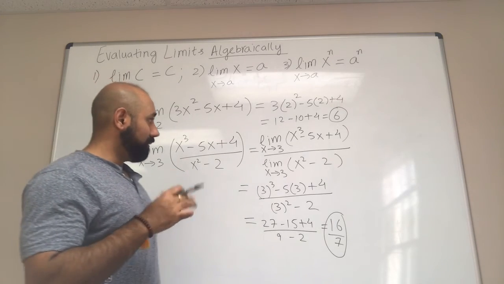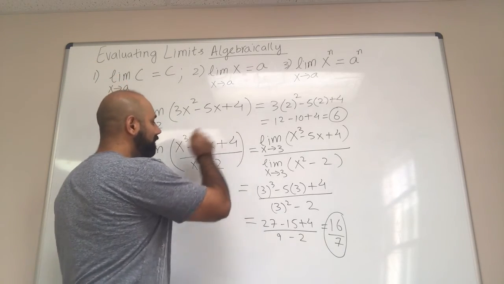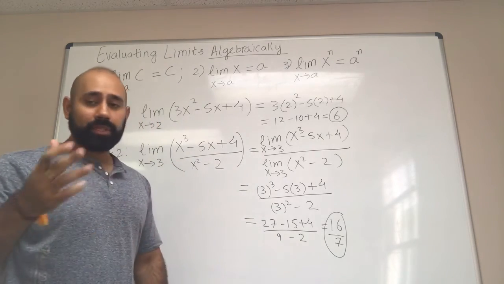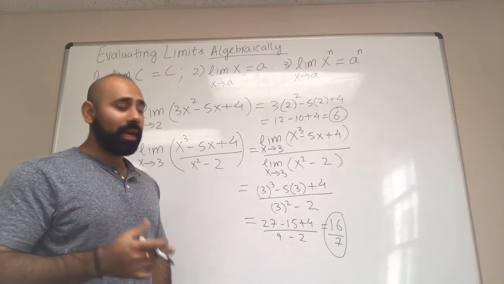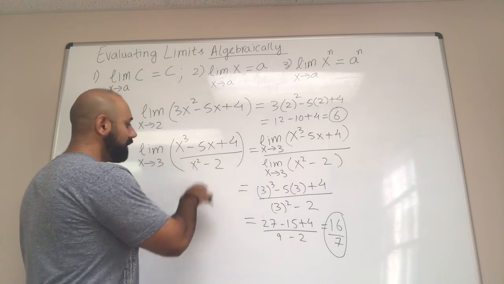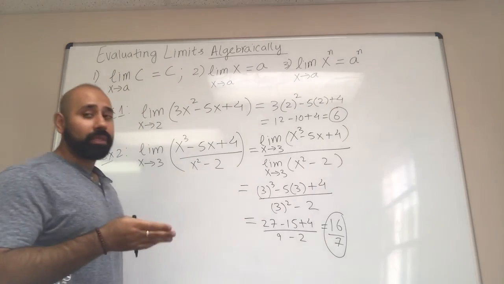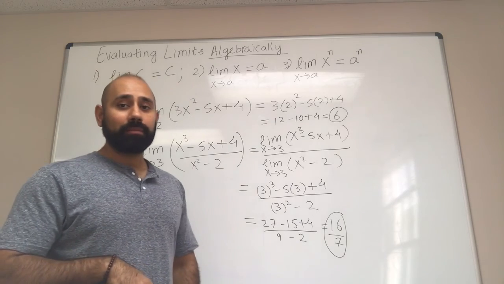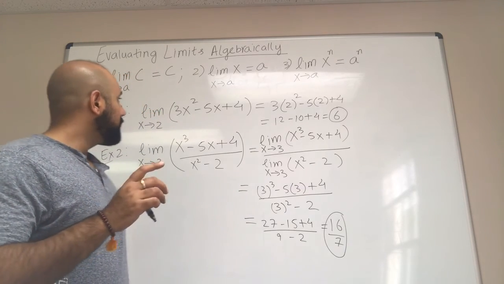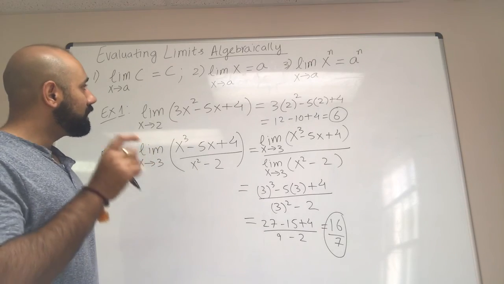So as x approaches 3, this function approaches 16 over 7. And if you want to verify things, you can always go ahead and graph this function using a TI-84, 85, whatever you have, and from that you can see that this function is going to get closer to 16 over 7, or in this case, exactly 16 over 7.